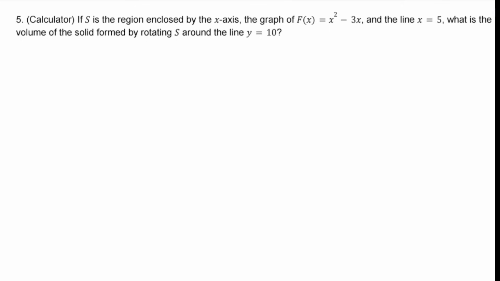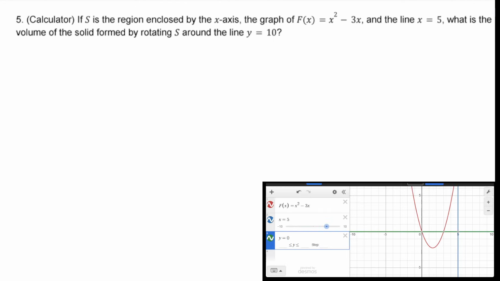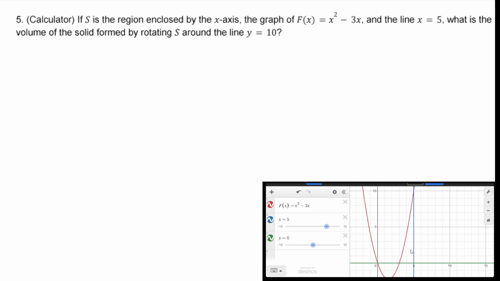Okay, now this one needs a calculator. So I'll get a Desmos window going and add in all the equations. I've got f of x equals x squared minus 3x, x equals 5, and y equals 0. So I can look at the graph over here and see that we are talking about this region right here that's bounded by all three of them. Now, I might draw my own rendition of that. Okay, there we go. And that is region S.